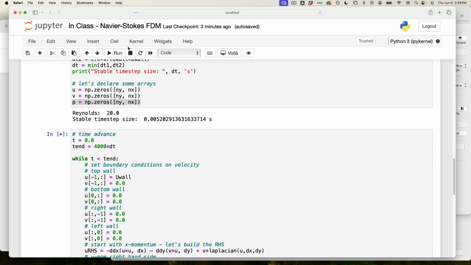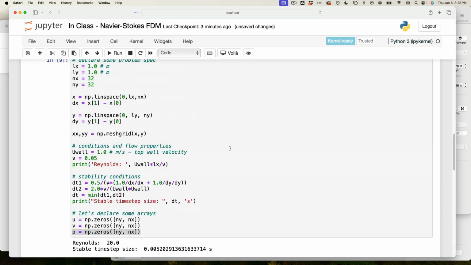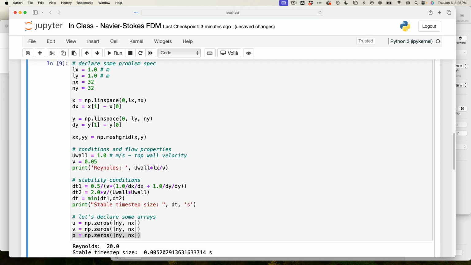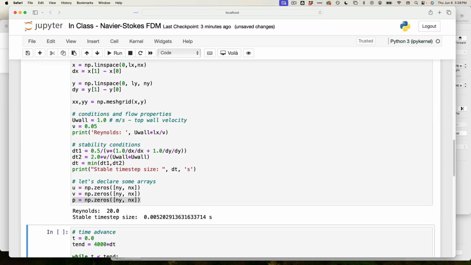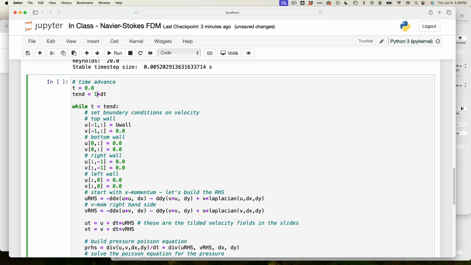So I'm going to do maybe a couple hundred time steps. I'm going to restart it. We'll just do a few hundred time steps just to show you that this is working. Okay, let's do 100 time steps.